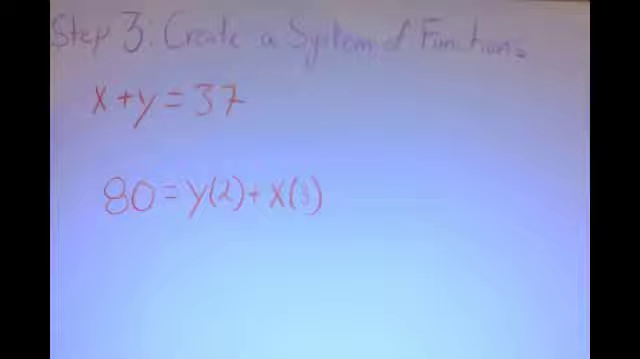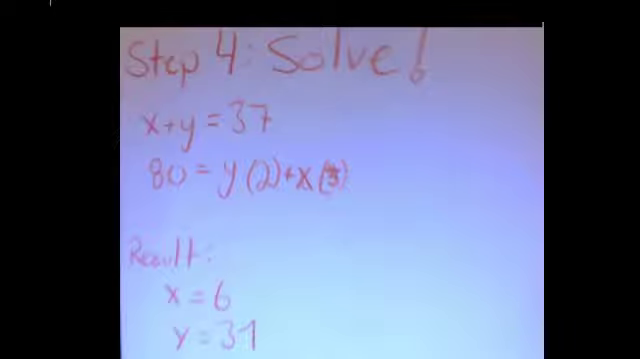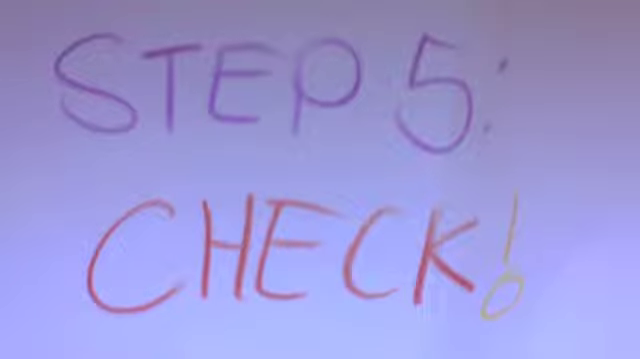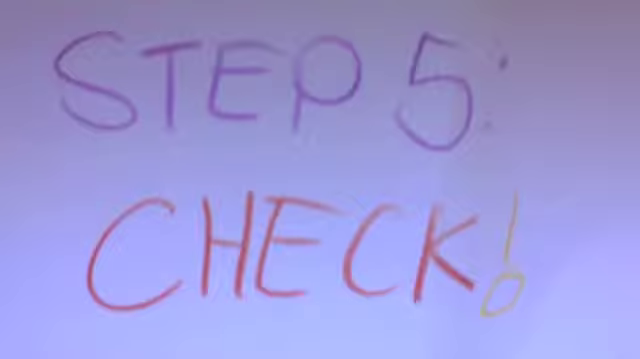In this case, our functions are x plus y equals 37 and 80 equals y times 2 plus x times 3. Step 4. Solve. In this case, the solution was x equals 6 and y equals 31. This means that there were 6 3-point shots and 31 2-point shots. Step 5, which is the last step, is just to check if your answer is correct or not.